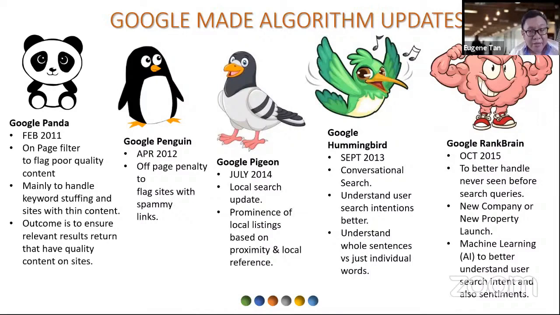So of course, Google RankBrain. Google RankBrain is rolled out to handle never seen before search queries. Like for example, a new name or a property launch, this name of the property you have never seen before. So Google RankBrain will handle the search query first, and then will discuss with Google Panda, Google Penguin, Google Pigeon, Google Hummingbird to give the best results for you.